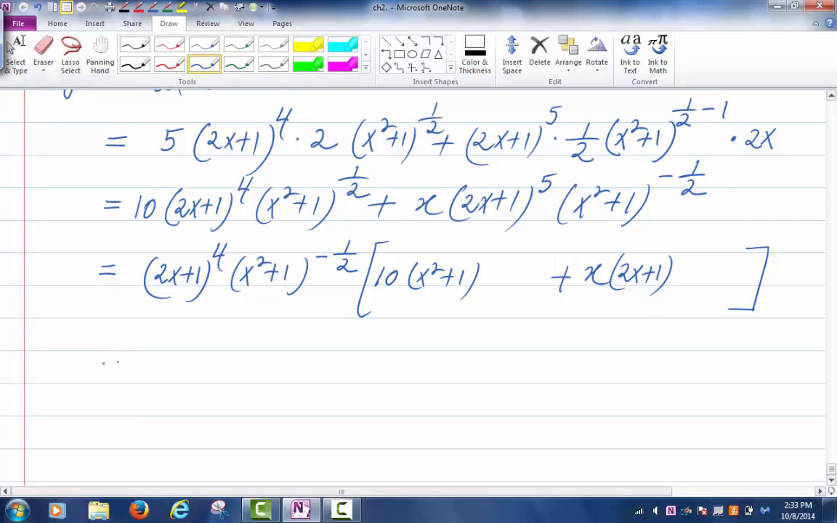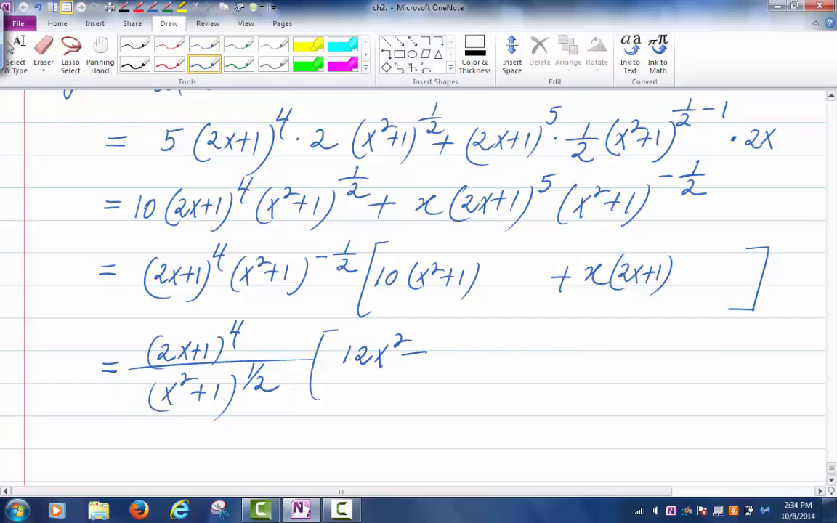And now this would be (2x + 1)^4, and the negative exponent I'm going to write in the denominator. And then here I get basically 12x² + x + 10. Is that okay? Everybody's okay with that? So that's how I would simplify this.